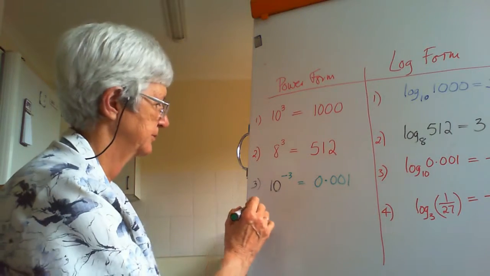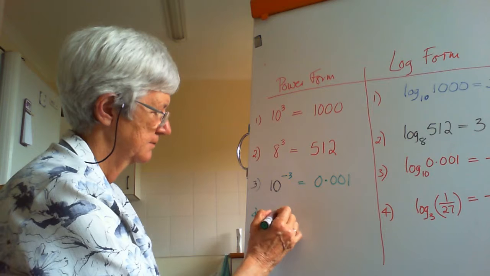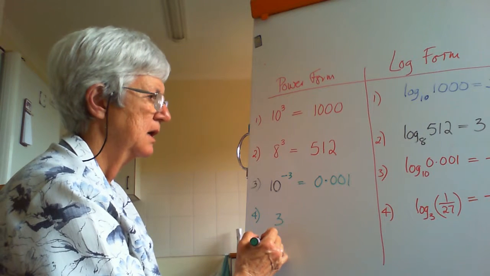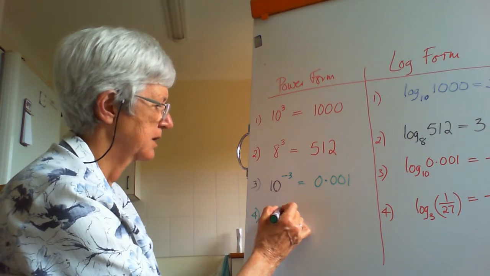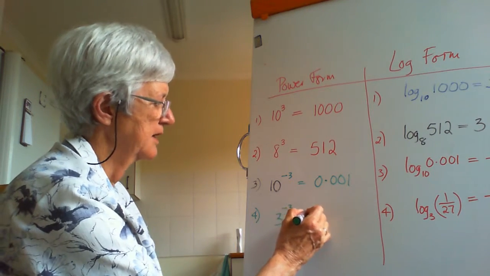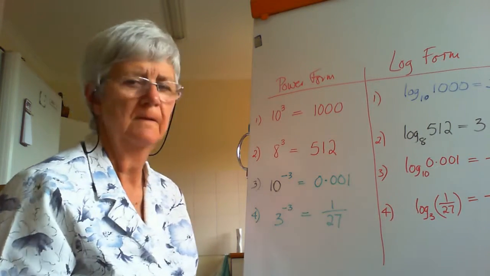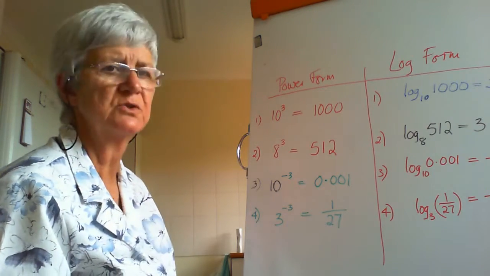So just think for a moment and try to write down the power form of this logarithmic expression in number 4. What is your base? 3. What is the exponent, or log? It's -3, and that will give you 1 over 27. Okay, so that's the first thing you need to understand about logs and indices or exponents.